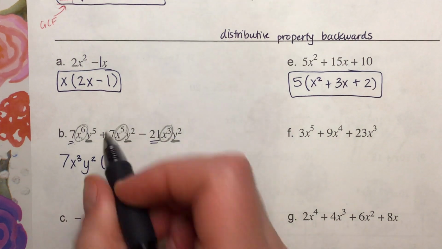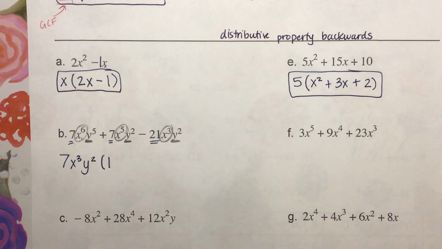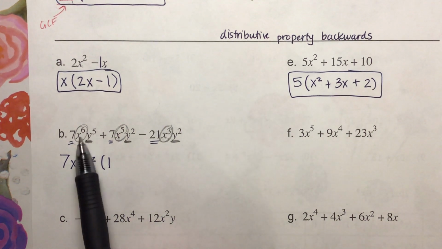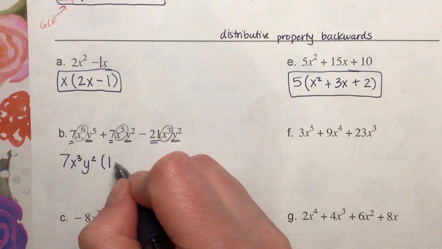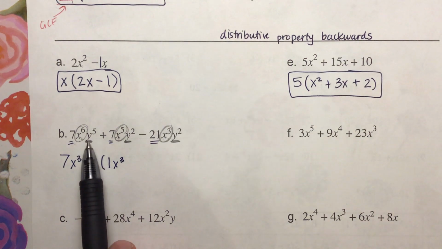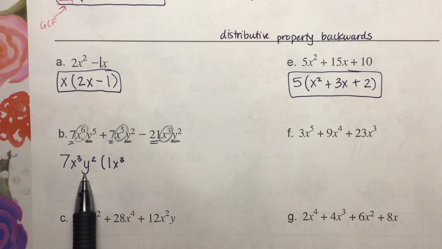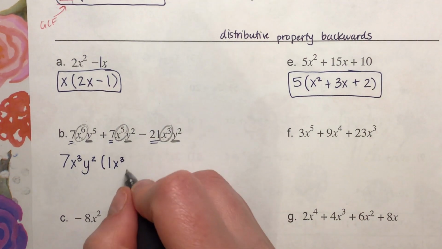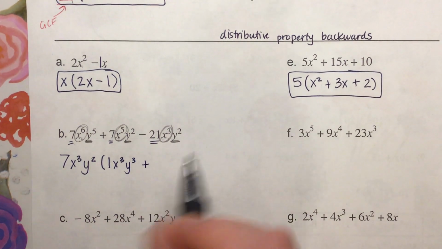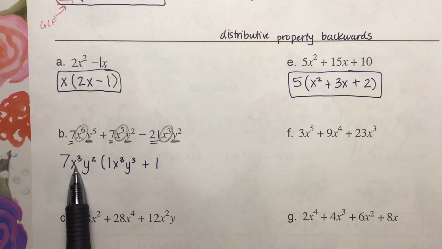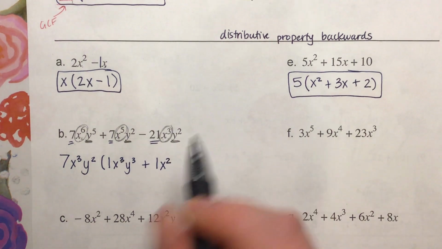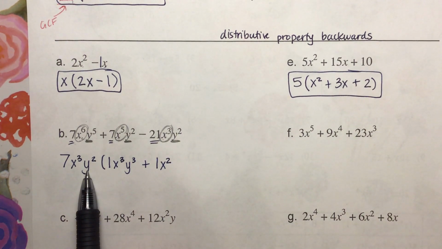7 divided by 7 is 1. I'll put the 1 there even though you don't have to, but just so you can see it. Okay, x to the 6th divided by x to the 3rd. You subtract exponents when dividing, so this is going to be x to the 3rd. Y to the 5th divided by y to the 2nd. 5 minus 2 gets you 3, so this is going to be y to the 3rd. Now I'm putting my plus sign in. I got that plus sign from right here. 7 divided by 7 is 1. X to the 5th divided by x cubed is x squared. And then y squared divided by y squared is 1.